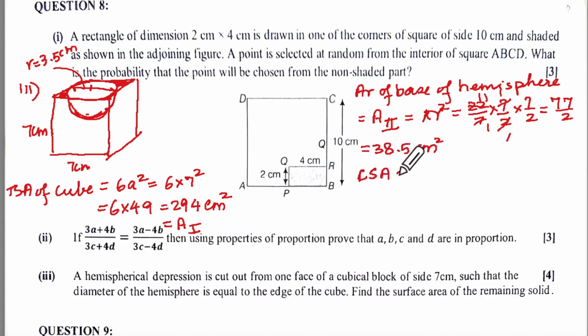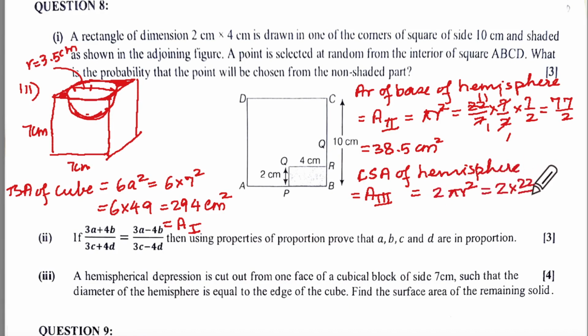Then I need the CSA of the hemisphere. And I'm going to call that area 3. And it will be how much? 4 pi r square into half means 2 pi r square, yes, which will be equal to, tell me, 2 into 22 upon 7 into 7 upon 2 into 7 upon 2. 2 and 2 got cancelled, 2 ones, 2 11s, 7 got cancelled, and this came out to be 77 centimeters square.